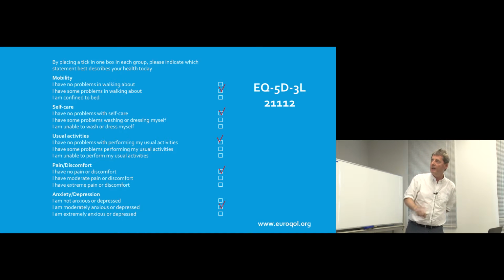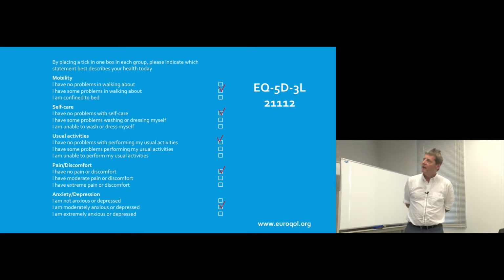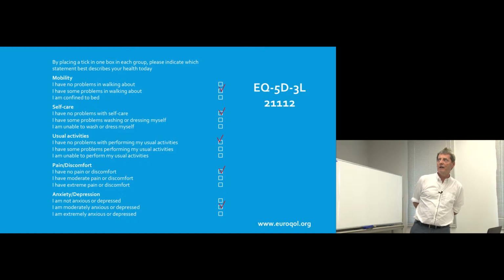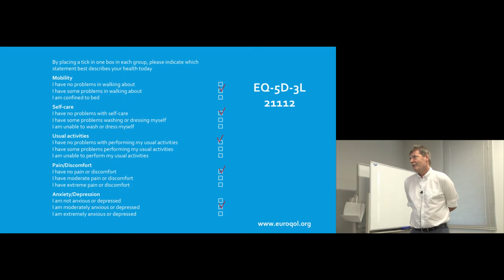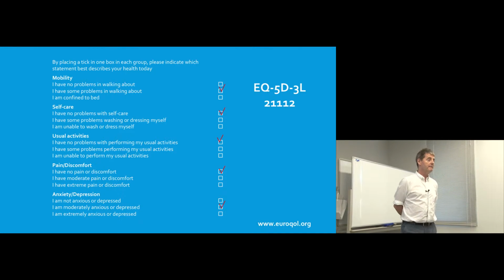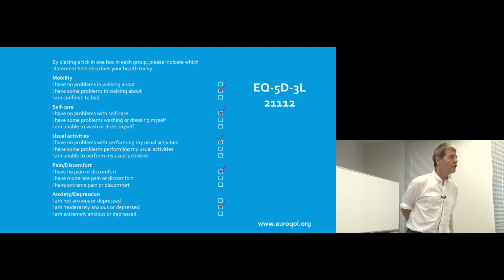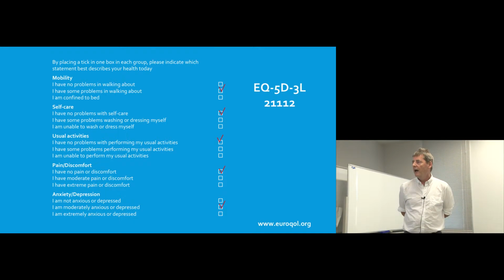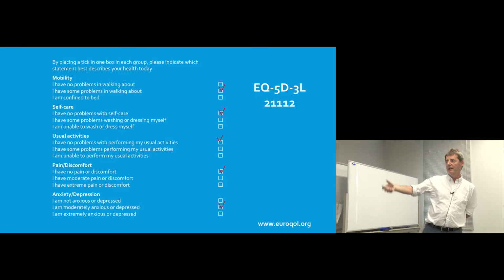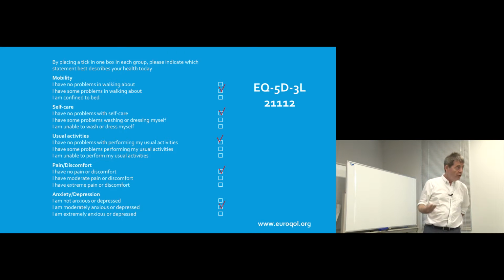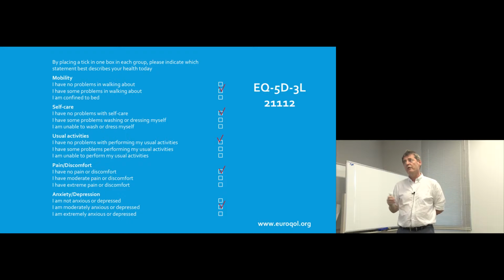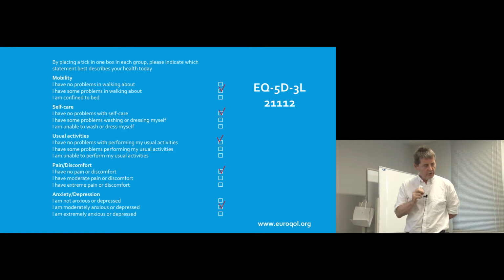today. And for mobility, the 3 levels: I have no problems in walking about. I have some problems in walking about. I'm confined to bed. Similar structure for most of the others. Self-care: no problems, some problems, I'm unable to wash or dress. And similarly, pain, discomfort: no pain, moderate pain or discomfort, extreme pain.